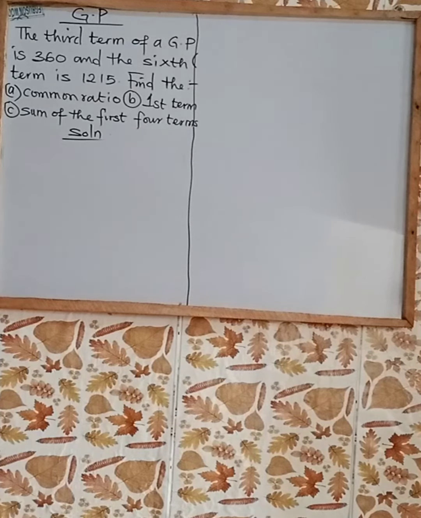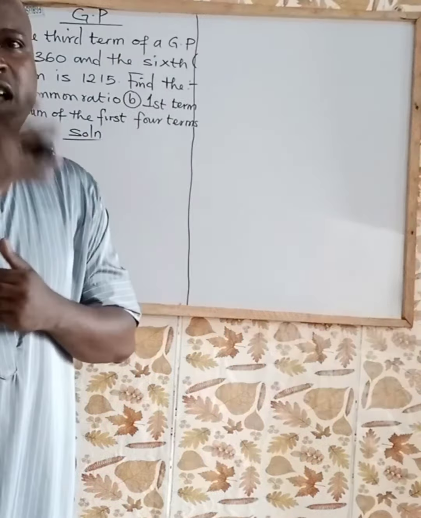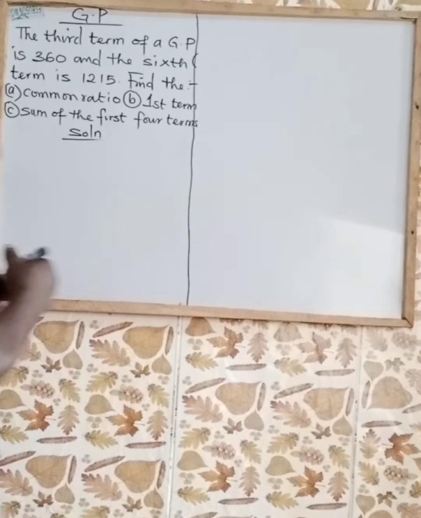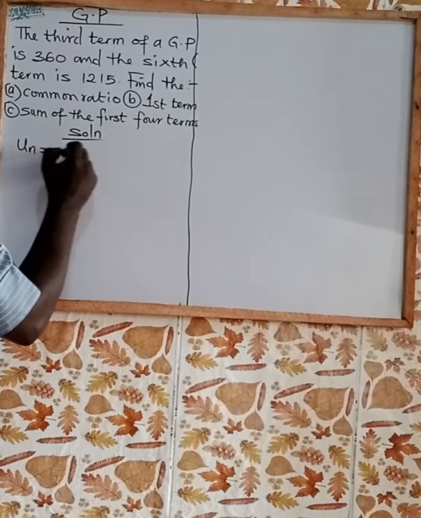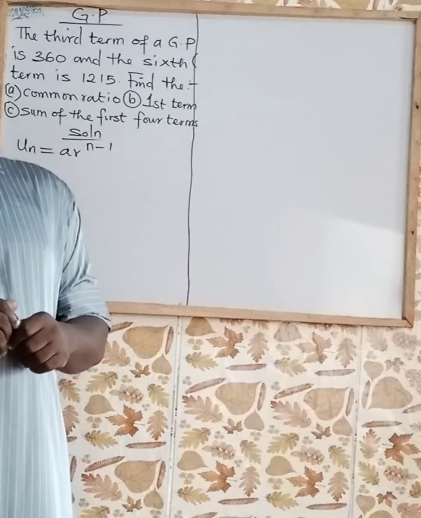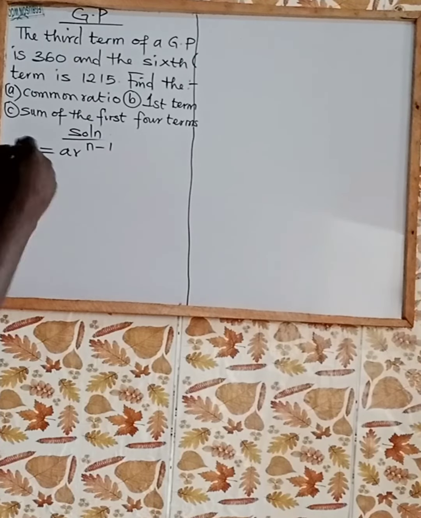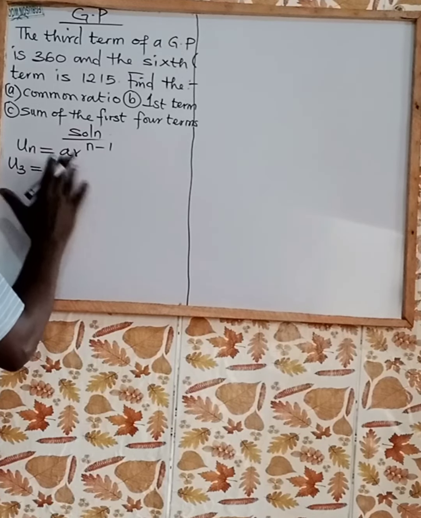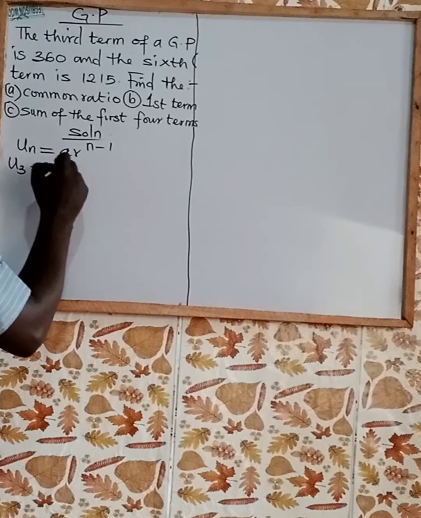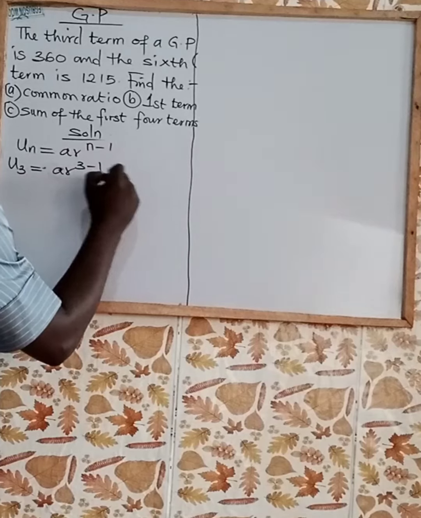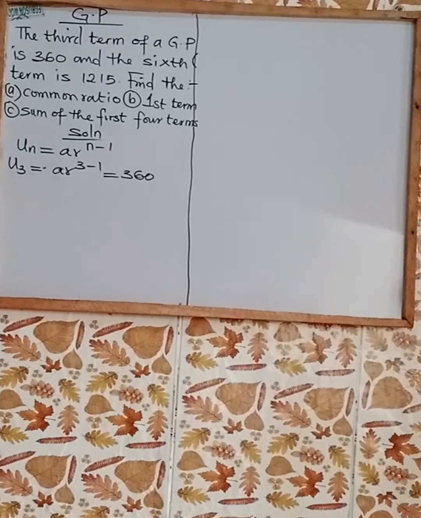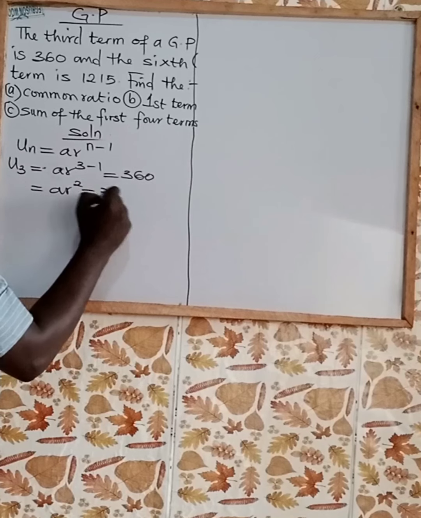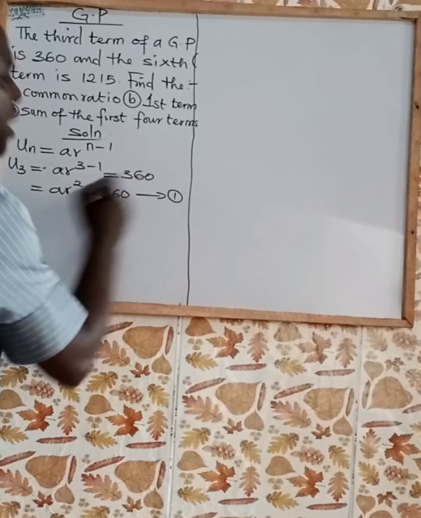You will notice from the question that it is talking about the third term and the sixth term. So we are going to use the nth term formula of a GP, which is given by Un = ar^(n-1). For the first one, we have the third term. That means our U3 is equal to 360, or we can apply this formula. For U3, our n is 3. That means we have ar^(3-1) = 360. Solving this further, 3 minus 1 is 2. So we have ar^2 = 360. That will give us our equation 1.